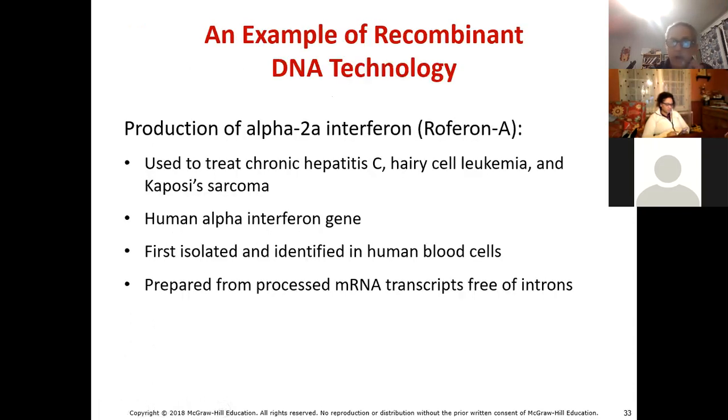Some examples of recombinant DNA technology. For example, the production of alpha-2A interferon. It's used to treat chronic hepatitis, hairy cell leukemia, and Kaposi sarcoma. The human alpha interferon gene obviously would be put in a vector. It was first isolated and identified in human blood cells. And you use the same processes where you get the messenger RNA, which doesn't have the introns, which you don't need, to eventually make your protein, the alpha-2 interferon.